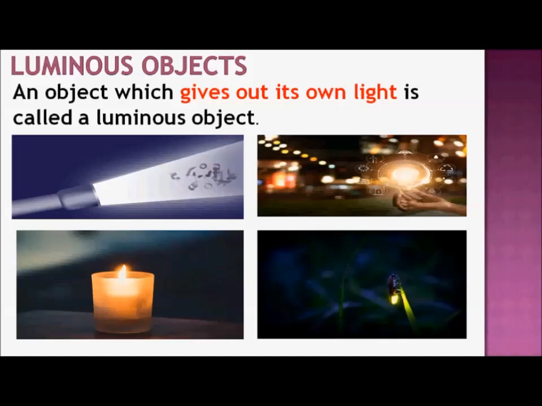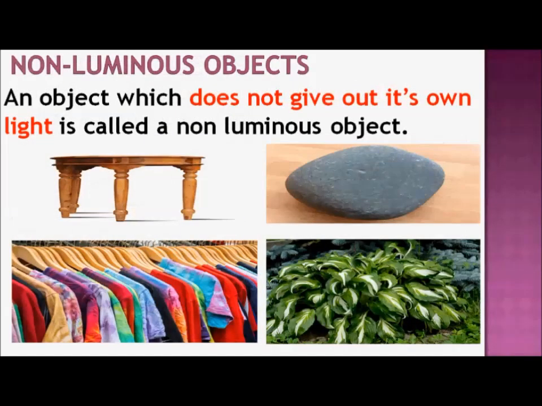Okay. Next we will see non-luminous objects. Here I have given some pictures: table, stone, plant, clothes. These all are non-luminous objects. Why? Because they are not producing their own light. An object which does not give out its own light is called a non-luminous object.